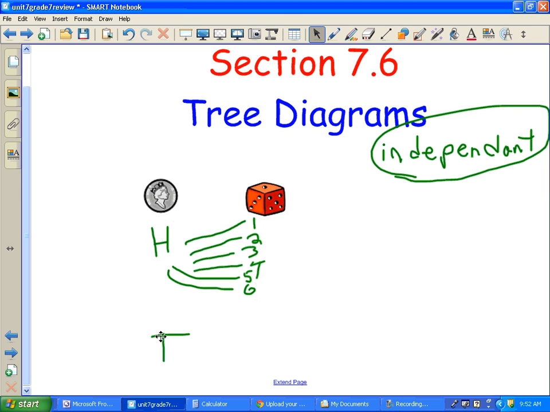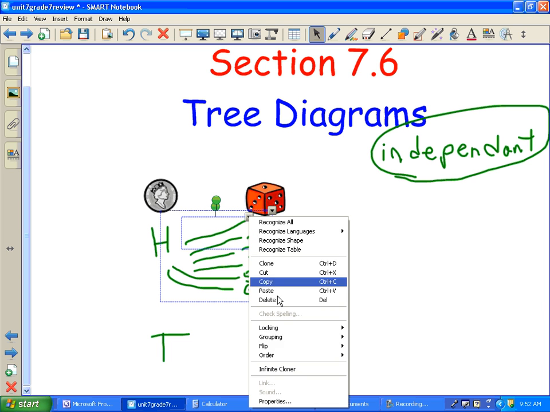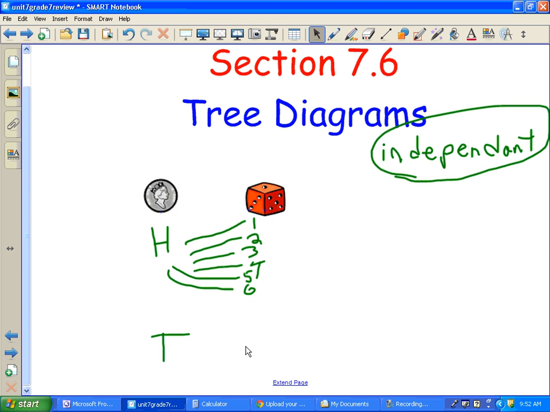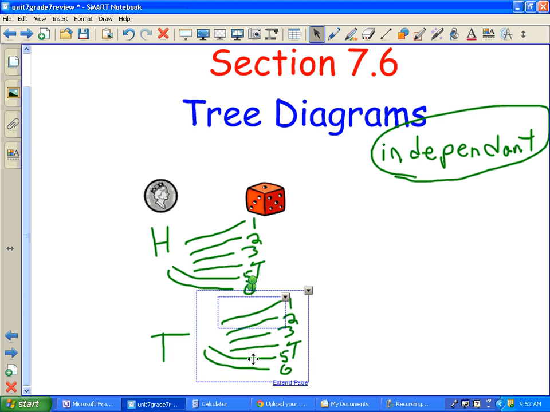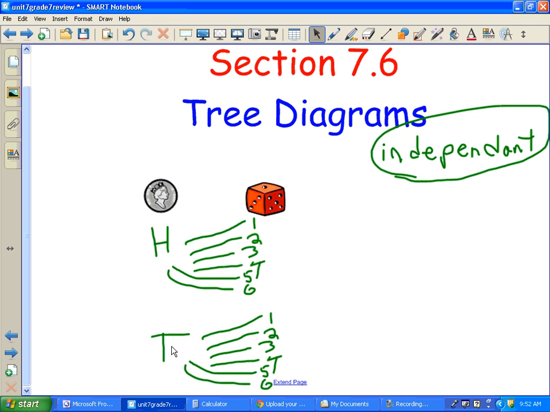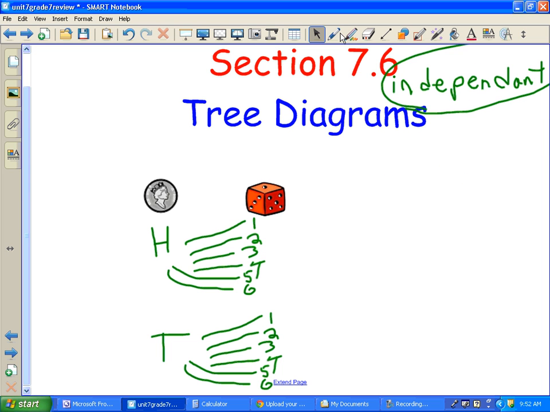Let's say I've gotten a tail, though. What could I get? Well, I could get exactly the same thing. I'll just copy and paste the whole works on there again. So I could end up with a tail and a 1, a tail and a 2, a tail and a 3, a tail and a 4, a tail and a 5, or a tail and a 6. So these are the possibilities, or the outcomes, that I could end up getting.